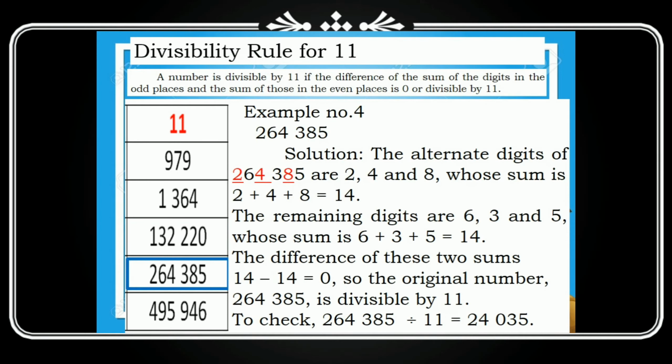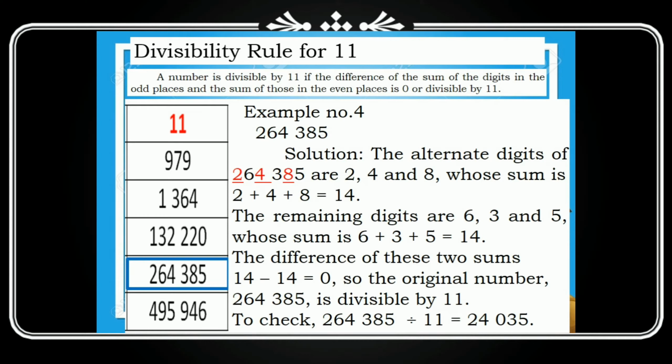For example number 4, the given number is 264,385. The alternate digits of 264,385 are 2, 4, and 8, whose sum is 14. The remaining digits are 6, 3, and 5, whose sum is 14 also. The difference of these two sums, 14 minus 14, is equal to 0.